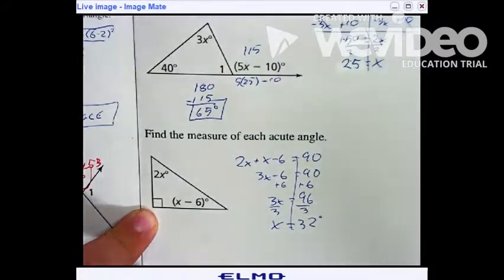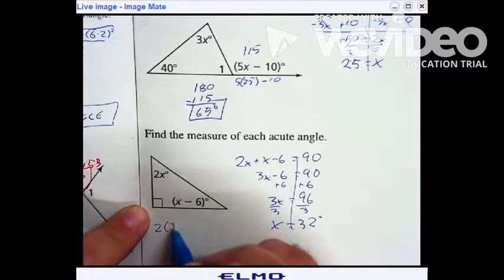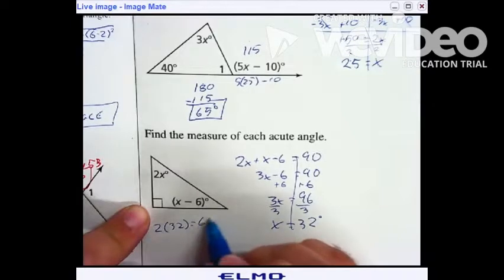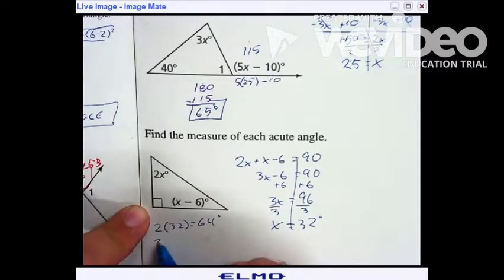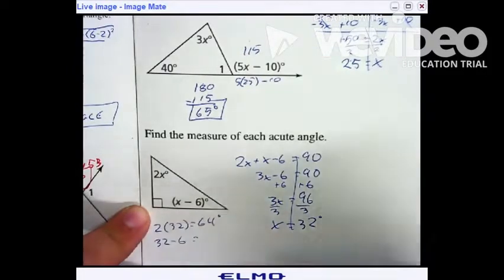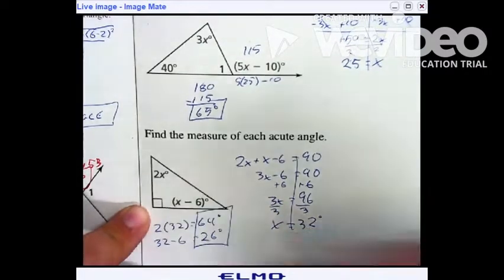All right, but I'm not asked for x, I'm asked for these two angles. So 2 times 32 equals 64. So there's my first one. And then I have 32 minus 6, which is 26. And so there are my two angles.